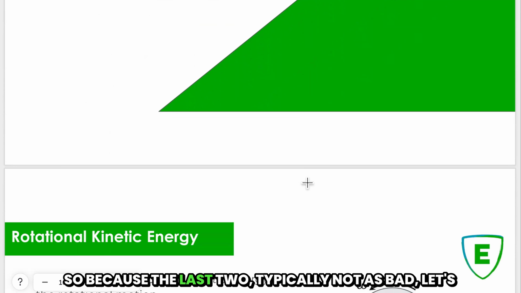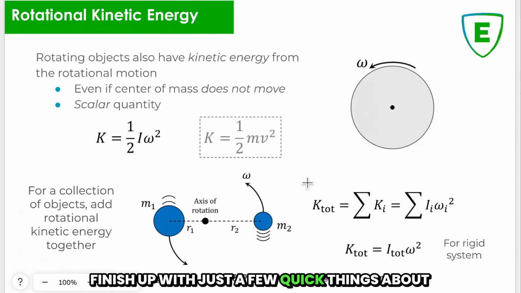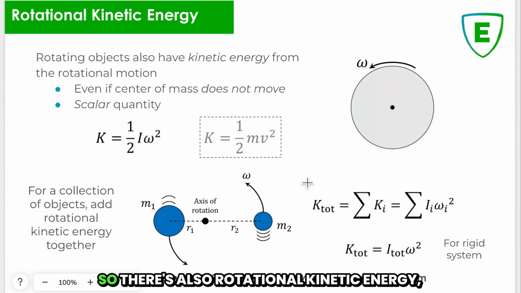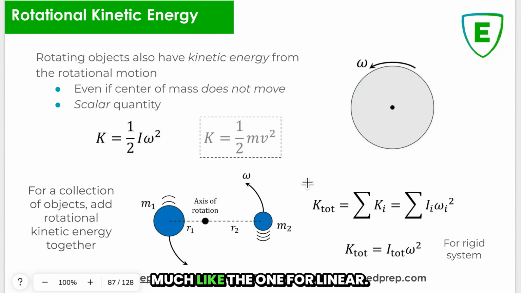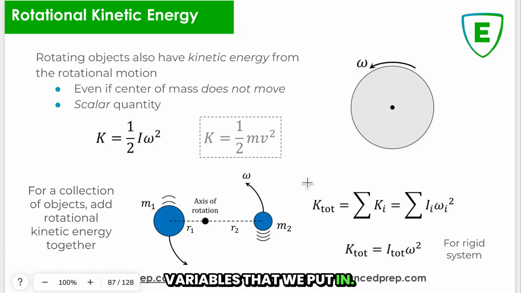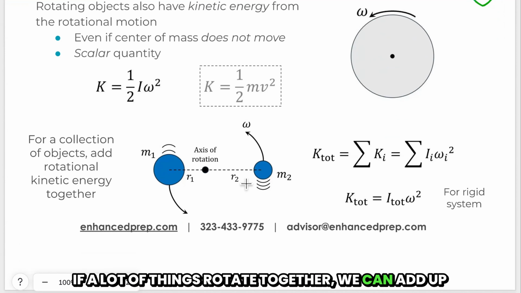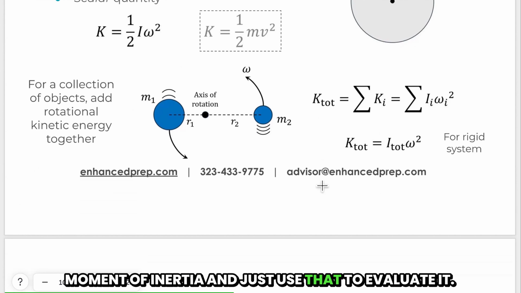Because the last two are typically not as bad, let's finish up with just a few quick things about rotations. So there's also rotational kinetic energy, rotational inertia times the angular speed squared, much like the one for linear. Again, it still follows similar equations, different variables that we put in. If a lot of things rotate together, we can add up the kinetic energies. If it's a rigid system, I can look at the total moment of inertia and just use that to evaluate it.